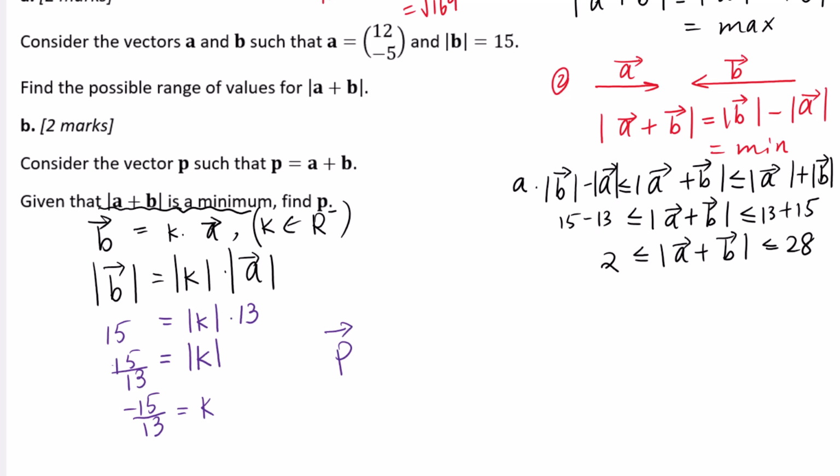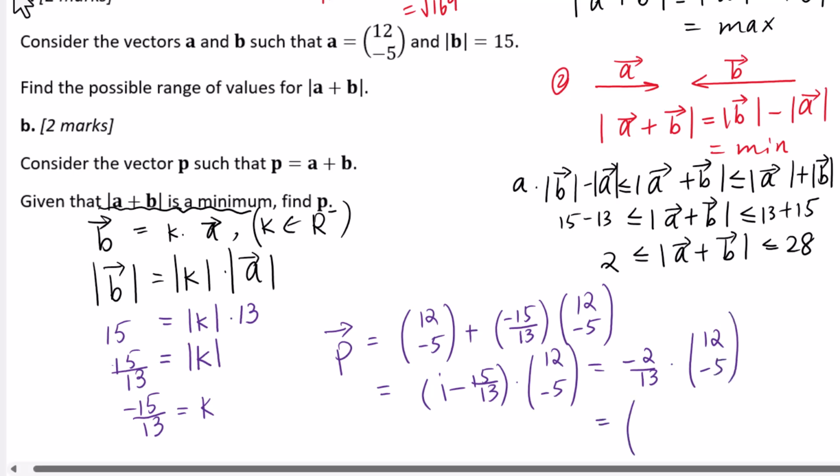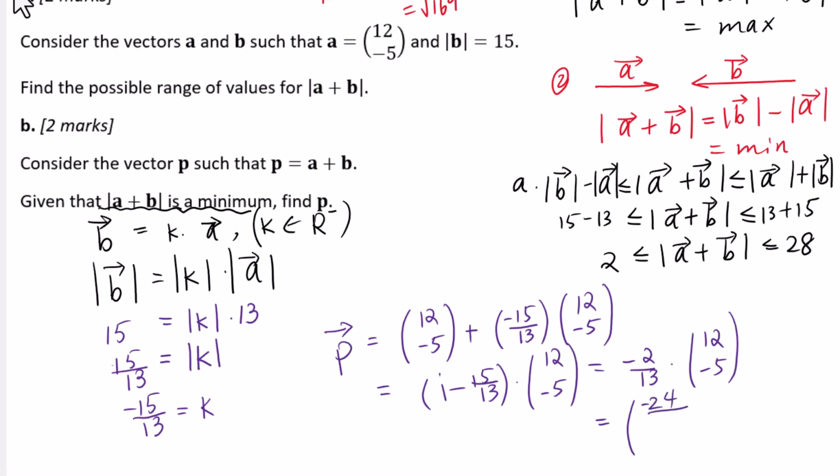Therefore, for vector P equals vector A plus vector B, we got 1 minus 15 over 13 times 12, negative 5 equals negative 2 over 13 times 12, negative 5 equals negative 24 over 13, negative 2 over 13 times negative 5, 10 over 13.